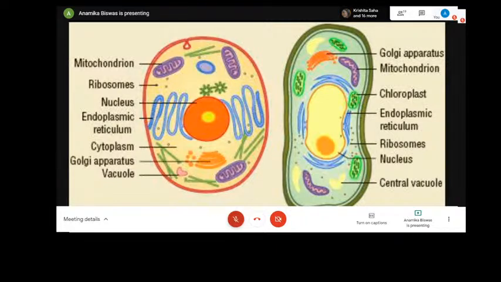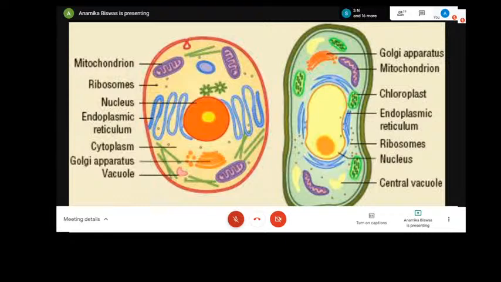Now we are going to discuss all the cell organelles in detail. So some cell organelles are common in both plant cell and animal cell. For example, cell membrane. Every living cell is covered by a thin, elastic, transparent, semi-permeable membrane, which is called cell membrane.